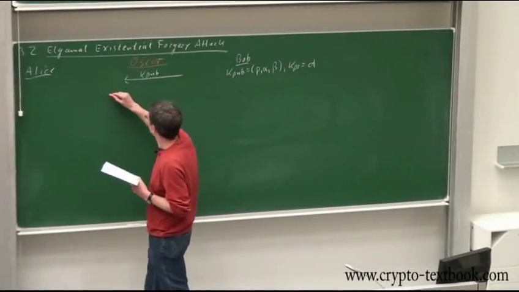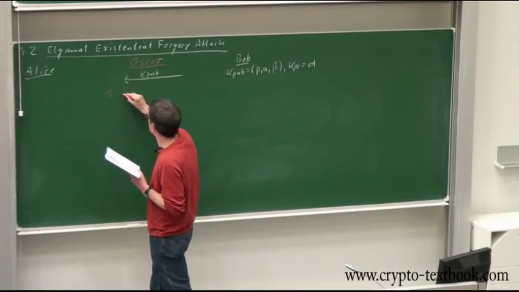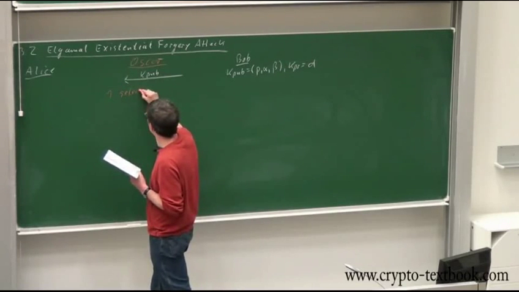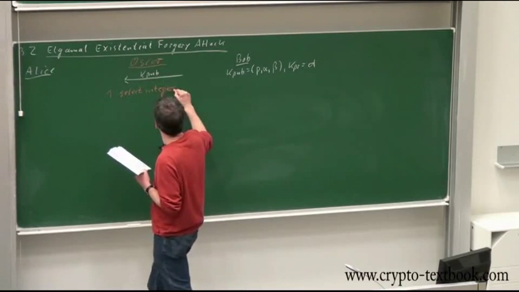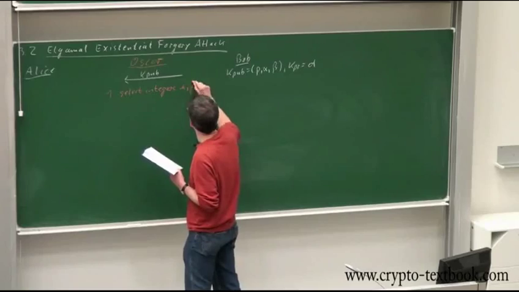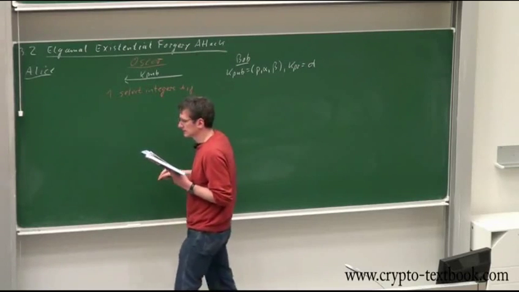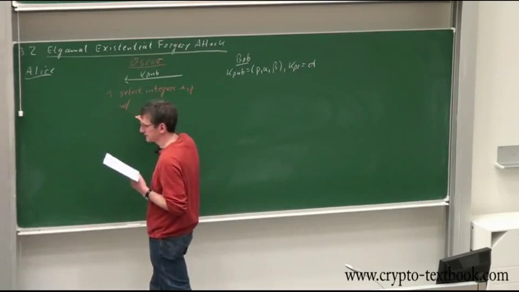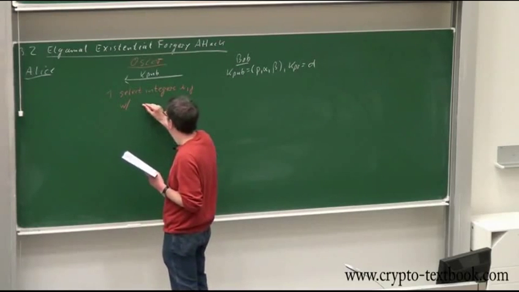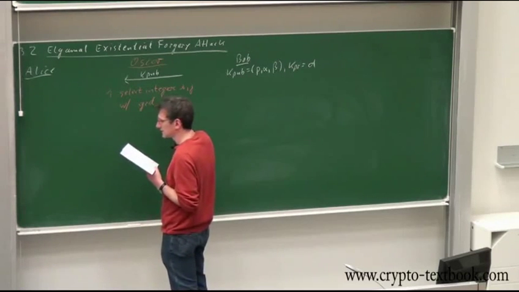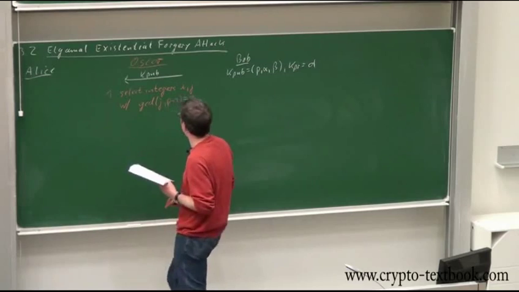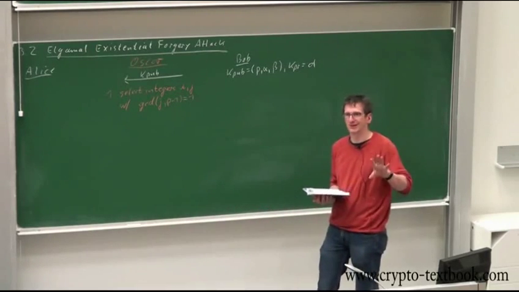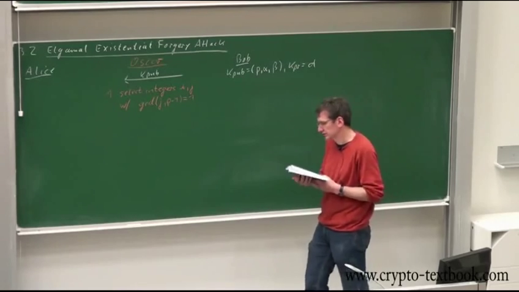Okay, so the first thing that he does is select integers i und j, where the GCD of j and p minus 1 is 1. So probably we want to invert j at some point down the road, okay?